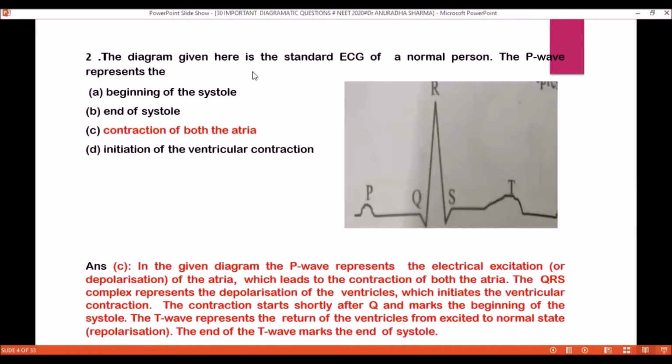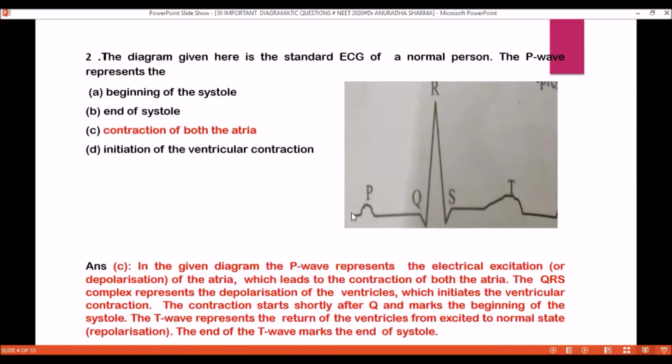Now second, the diagram given here is a standard ECG of a normal person. The P wave represents, now this is the diagram of ECG, that is electrocardiogram. ECG is a simple test that is used to check the heartbeat or electrical activity. Sensors are attached to the skin and they are used to detect the electrical signals which are produced by the heart each time the heart beats. There are two phases of the heart, that is diastole and systole. Diastole is when the heart relaxes and systole is when the heart contracts.